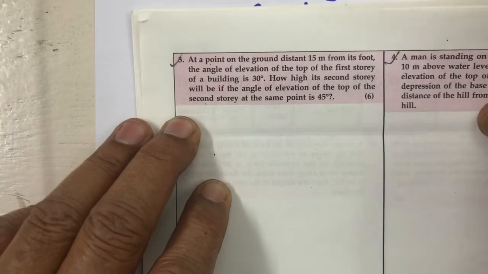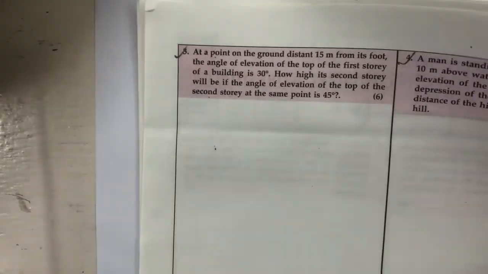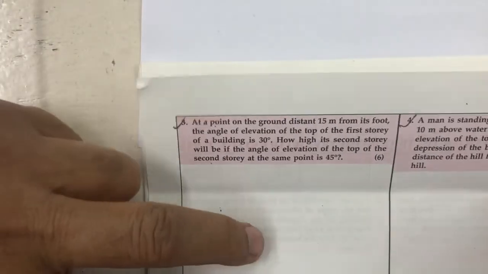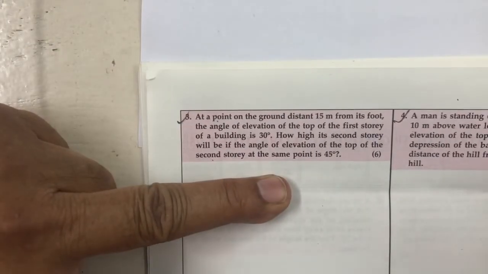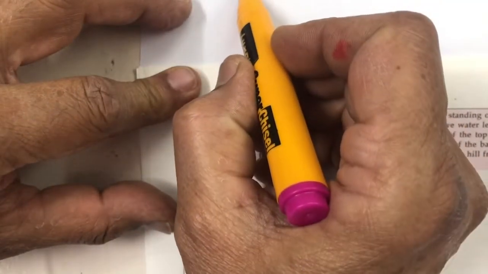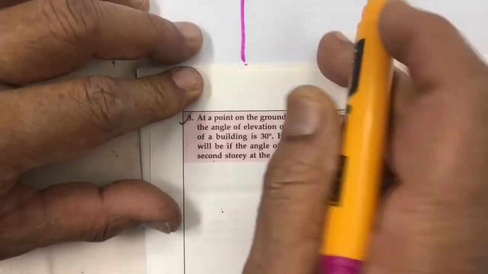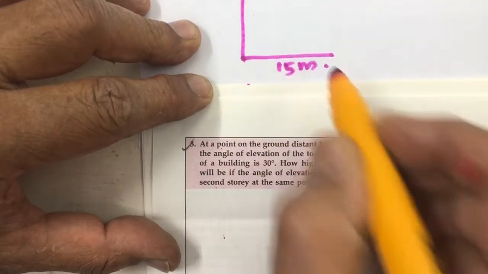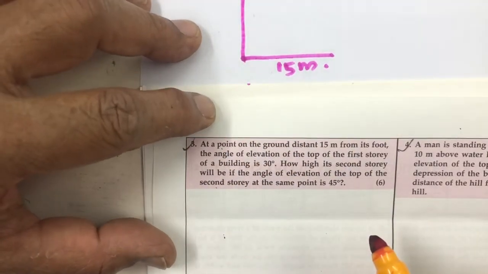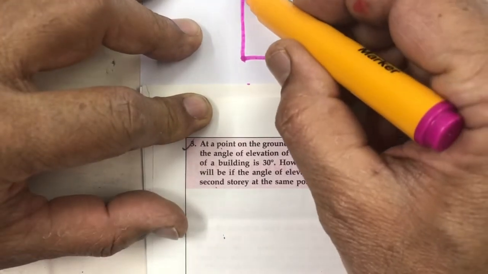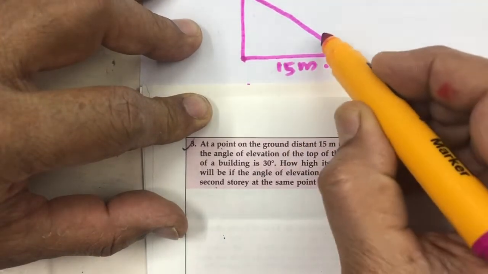So first we start with the diagram. How do we draw the diagram? Read the question carefully. At a point on the ground, distance 15 meters from its foot. The angle of elevation of the top of the first story of a building is 30 degrees. This angle is 30 degrees.